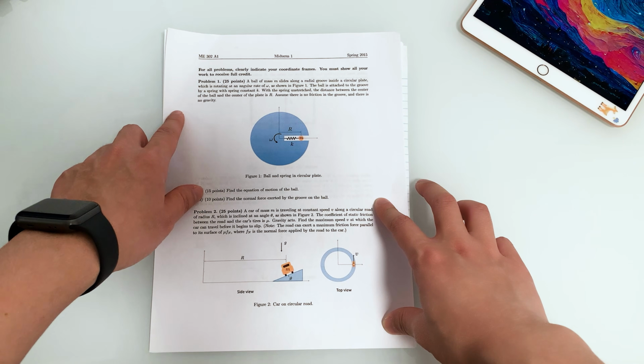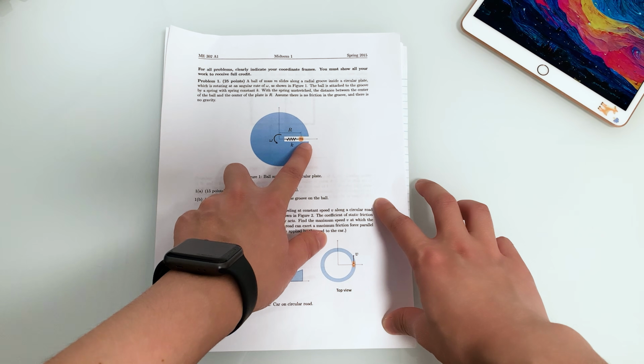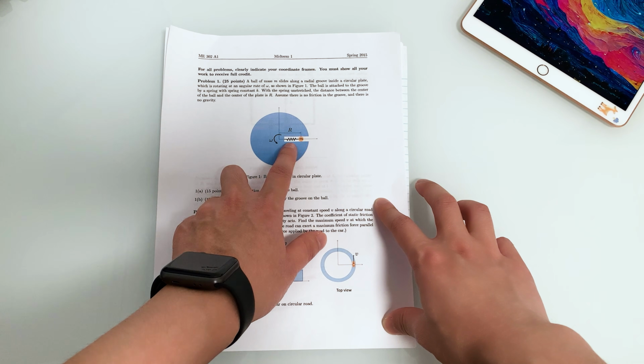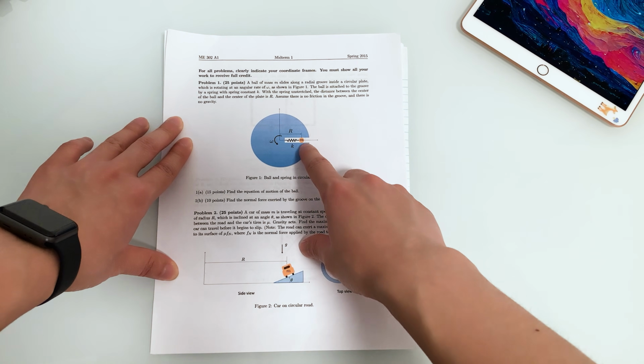For the first question, we were given a ball attached to a spring that slides in this radial groove and this circular plate that's rotating. We are first asked to derive the equation of motion for the ball and then the normal force exerted by the groove on the ball. The solution is pretty lengthy, so I won't go into all of the details, but I will talk about some tips and rules of thumb that you should know when doing these types of questions.